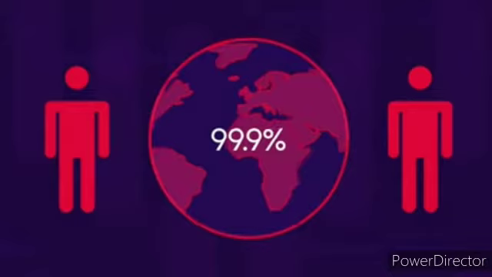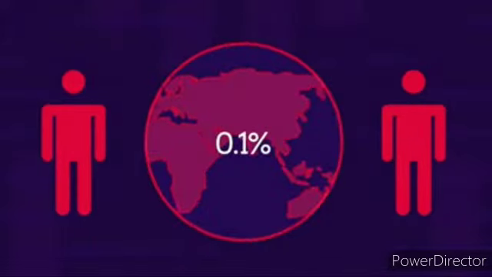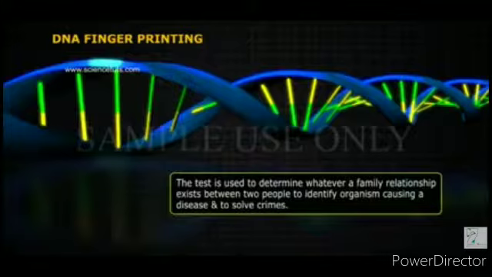99.9% of base sequence among humans is the same. Only 0.1% is the difference. The test is used to determine whether a family relationship exists between two people, to identify the organism causing a disease, or to solve crimes.